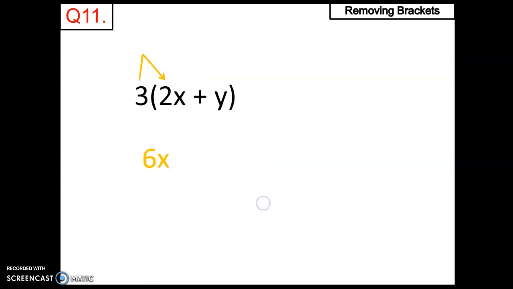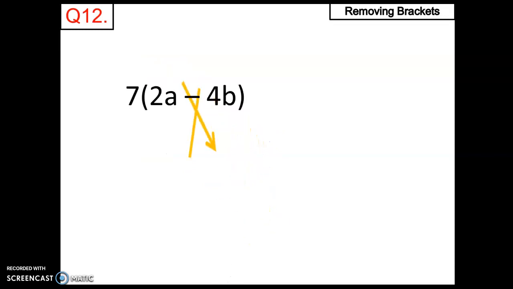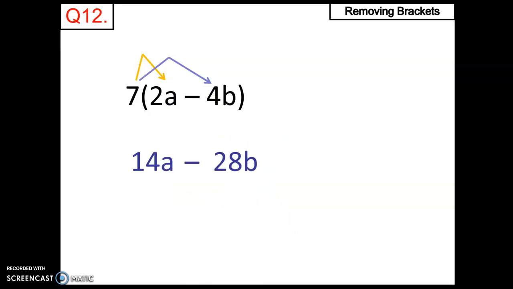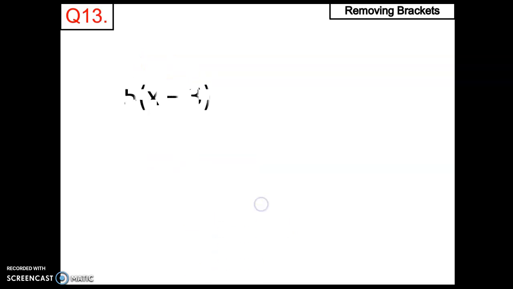3 times 2x is 6x, 3 times y is 3y. I think you're getting the point here in all these. 7 times 2a is 14a, 7 times minus 4b, plus by minus, unlike signs give minus, 7 times 4b is 28b. 5 times x is 5x, and 5 times minus 3, unlike signs give minus, and 5 by 3 is 15, so that's minus 15.